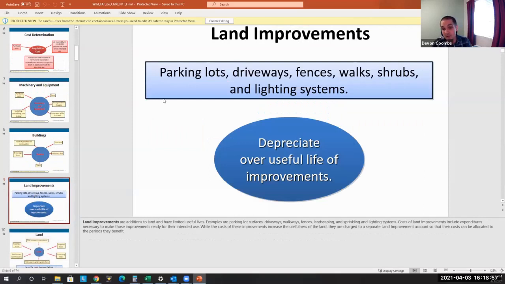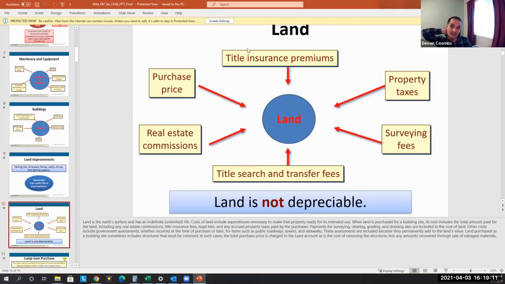And then land improvements: parking lots, driveways, fences, walks, shrubs, and lighting systems. So if we're buying a building on land, if we're upgrading the land, then that can also be capitalizable because there's a value associated with it. Note that land itself is not depreciated. And this goes to show you the value that land's held for so many years.